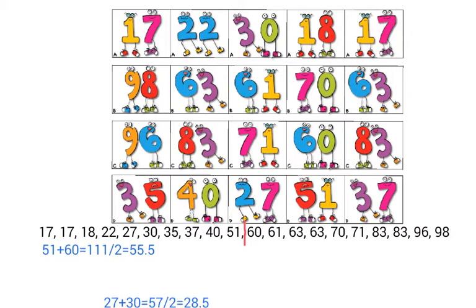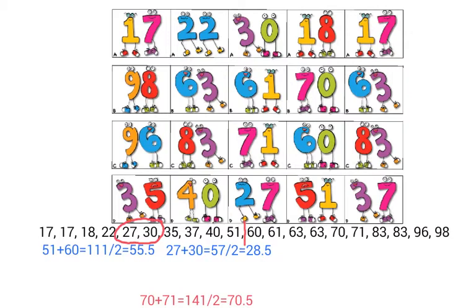And it so happens that we have two. It would be 27 and 30. So our quartile 1 is in between these two terms. So we find the average of these two terms. 27 plus 30 equals 57. Divide by 2 and we get 28.5 for our quartile 1.